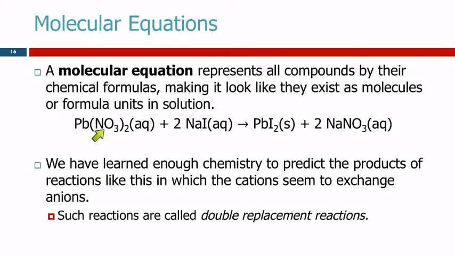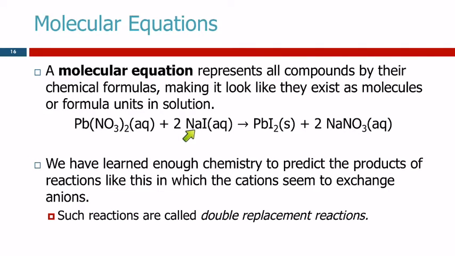This is what we call a molecular equation. We're representing each of these things as a formula unit or a molecule. So these are all ionic compounds, so they're all being represented as their formula units, their regular chemical formula for the compound. But this is a soluble ionic compound. When it's dissolved in water, what does it do? It dissociates. It separates into lead-2 ions and nitrate ions. So this doesn't really reflect what's present in the solution.